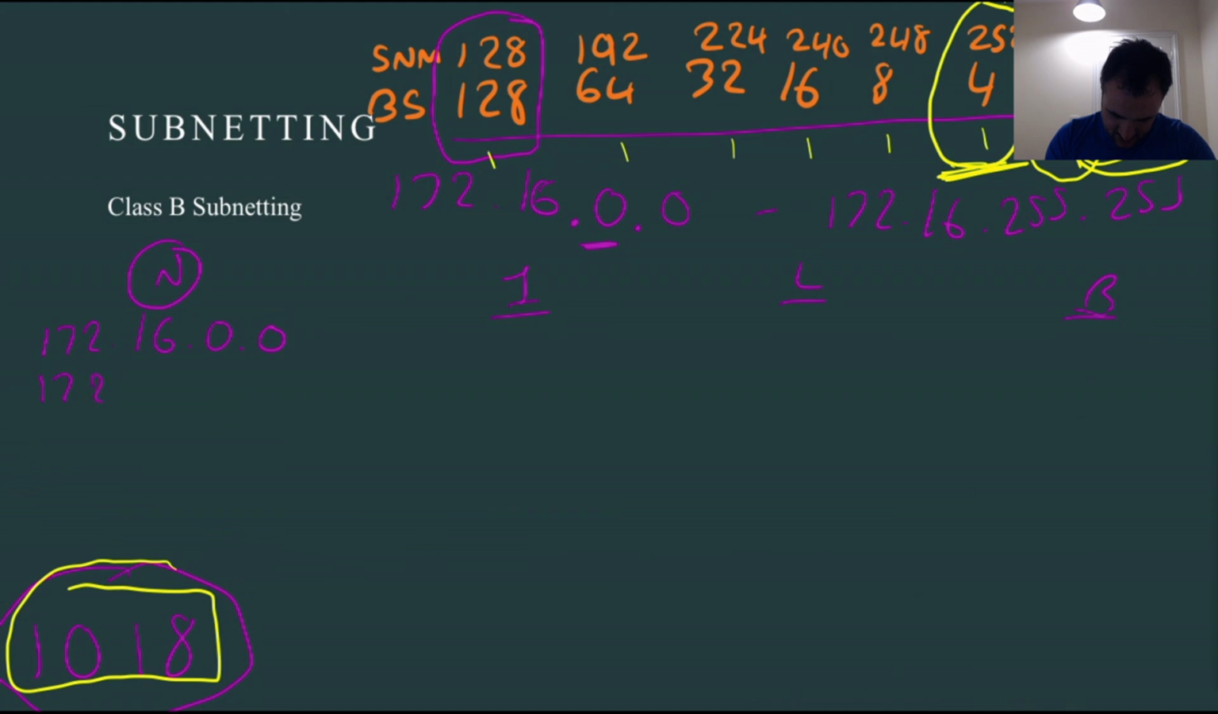So 172.16.4.0. Then we add and take one away. So if we go 172.16.0.1 and then take one away, 172.16.3. Let me just move that for clarity. .255, and then 192. Oh no.